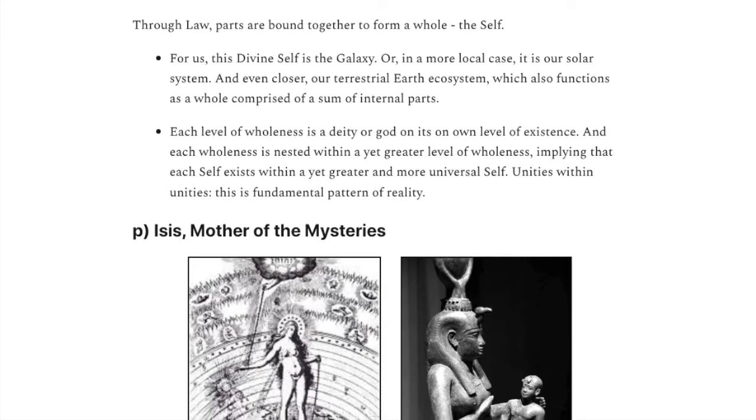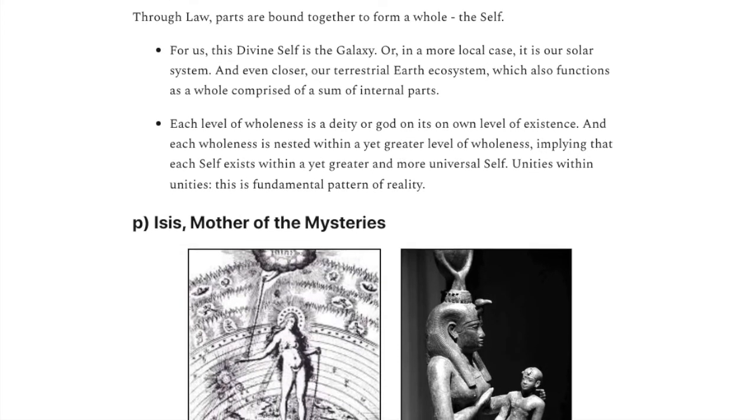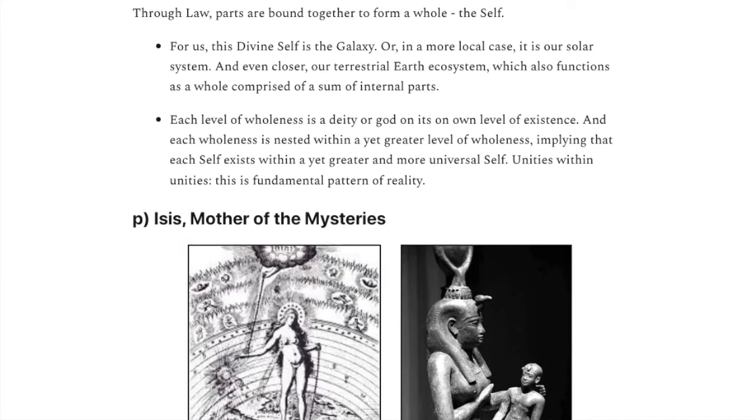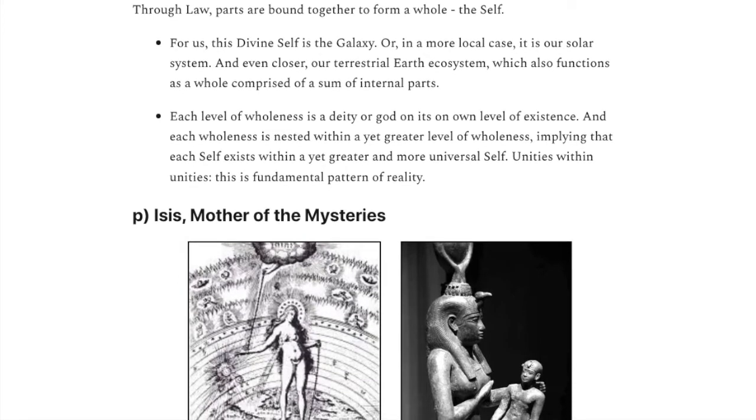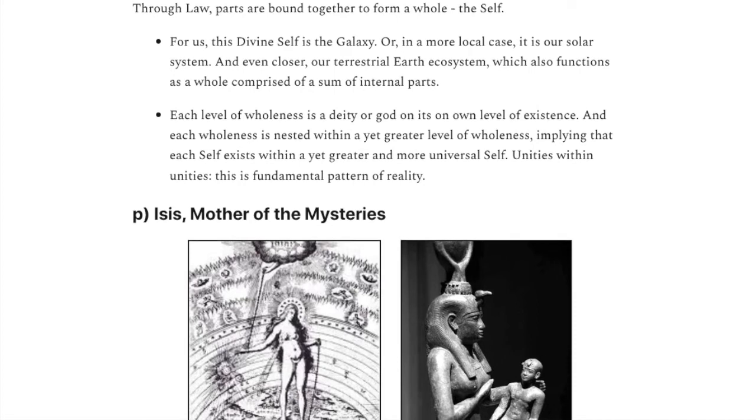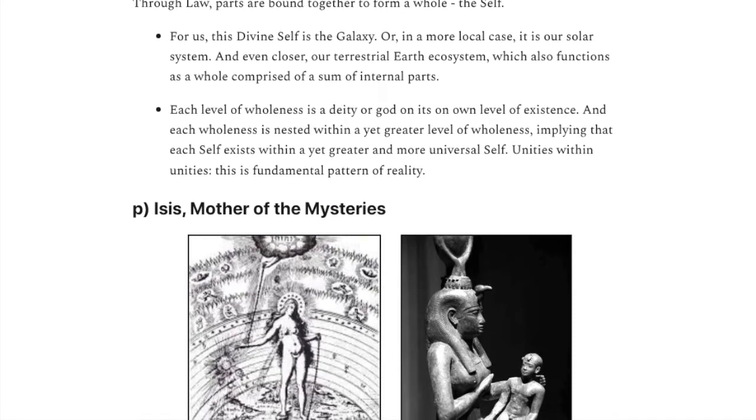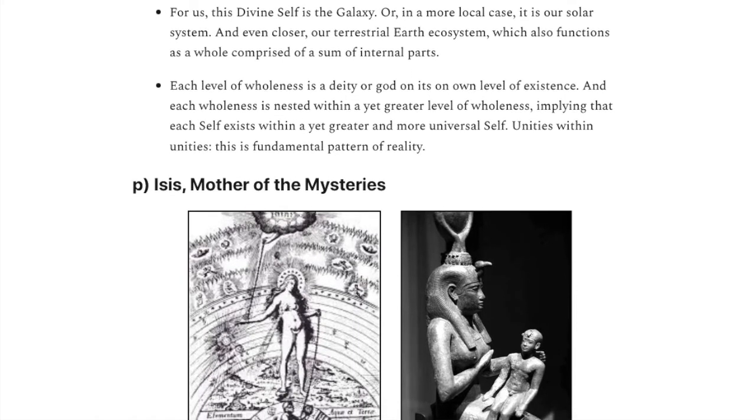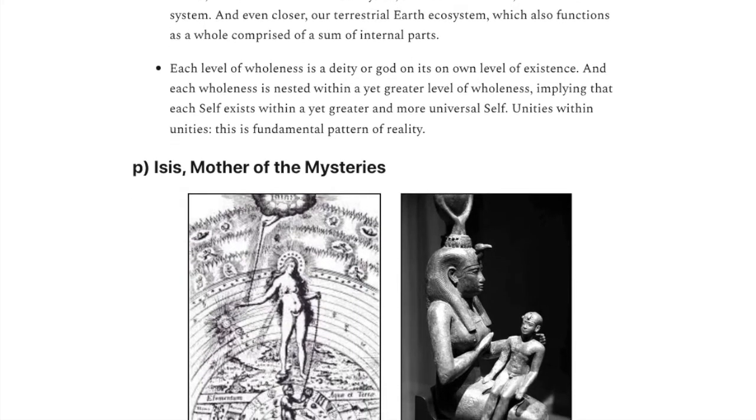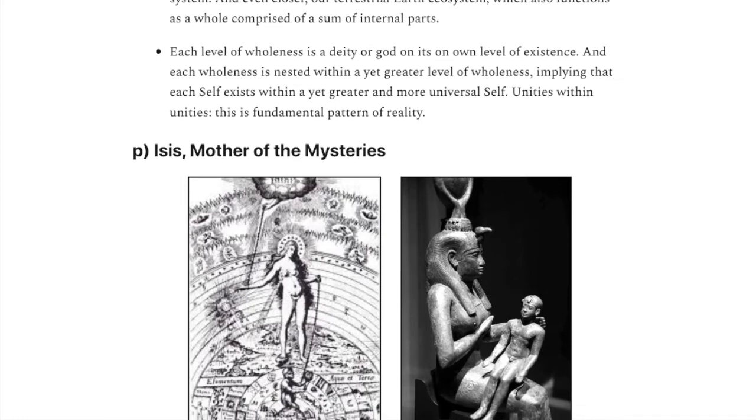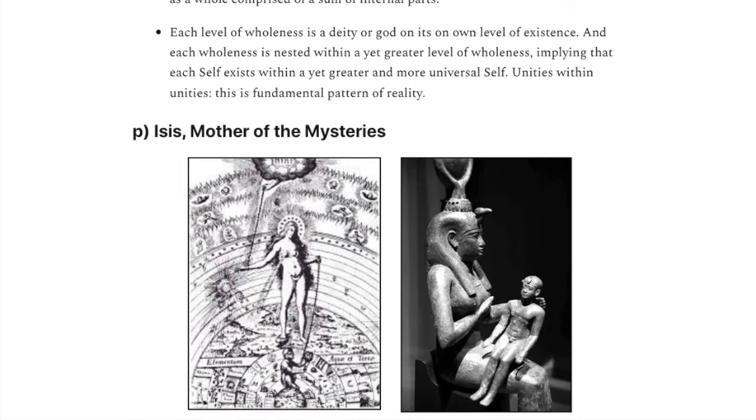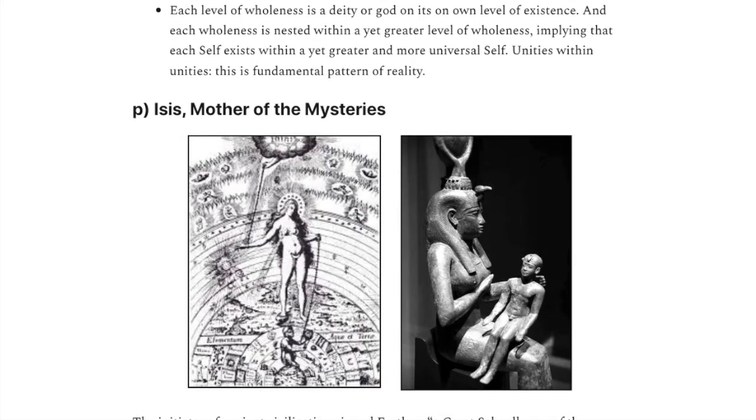And that's the end of that section, section O, that recap kind of section. Now we're going to be looking at P. And this is Isis, mother of the mysteries. And again, we're just going further and further into this principle of intellect and the divine feminine and in matter and how all these things are linked together.